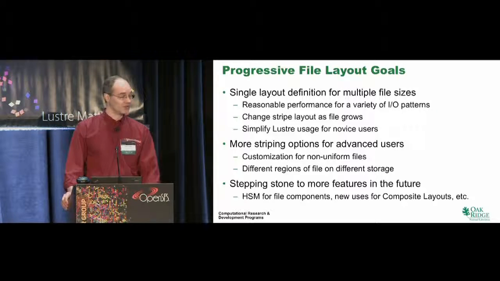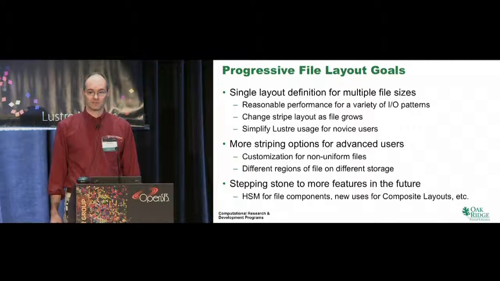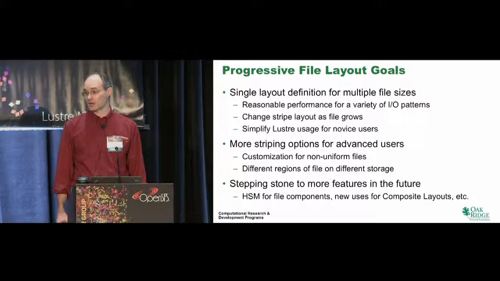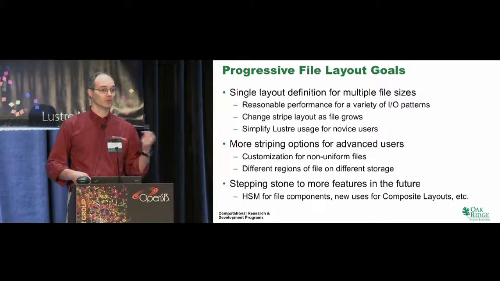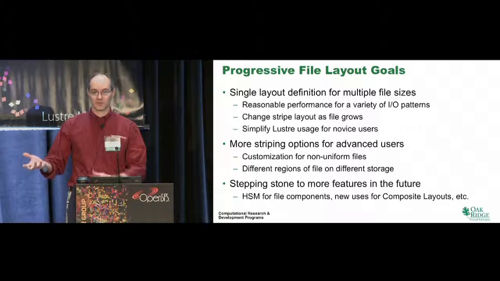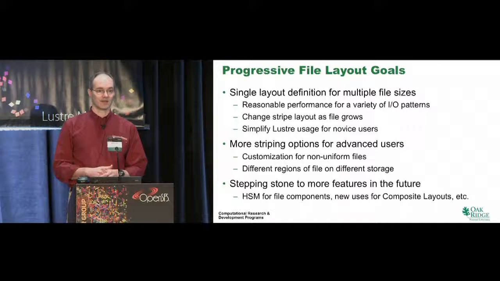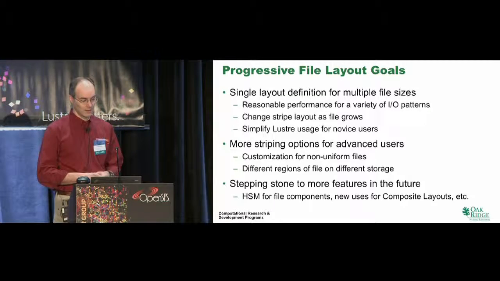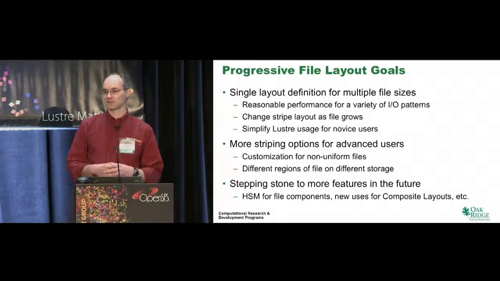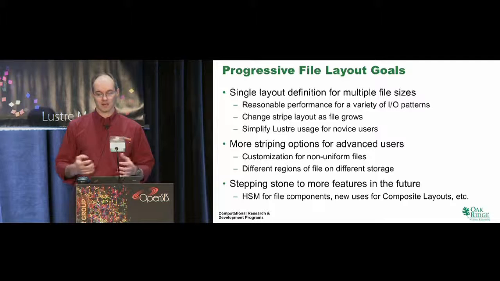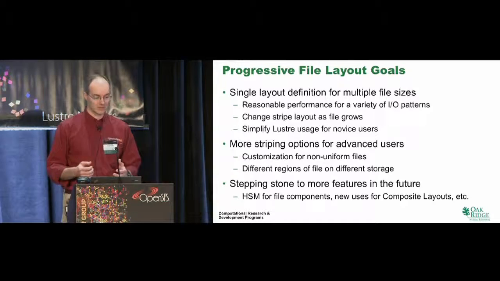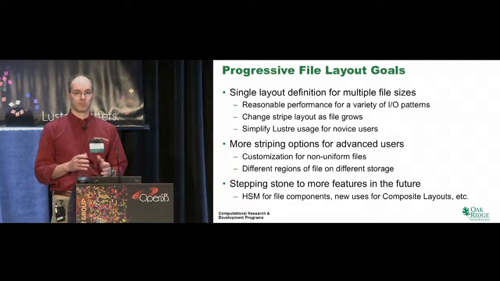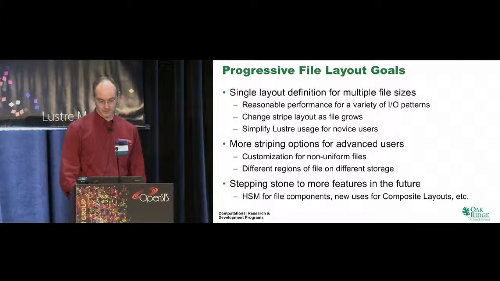And it also opens up features like being able to store different regions of the same file on different types of storage. You could have an OST pool with SSDs as well as regular drives and have your file actually have parts of it reside on both of those. And it's also a stepping stone to more features in the future. You know, the composite layouts are really the building block for other features that could come down the road, such as being able to do HSM for portions of your file instead of the entire file.